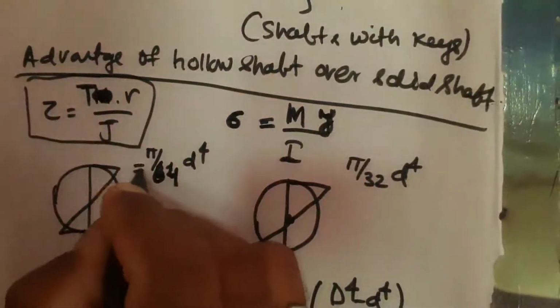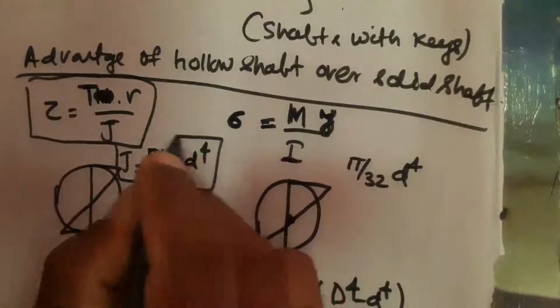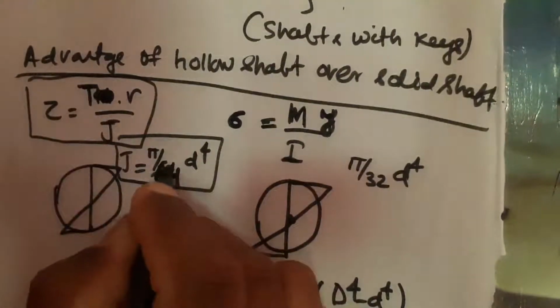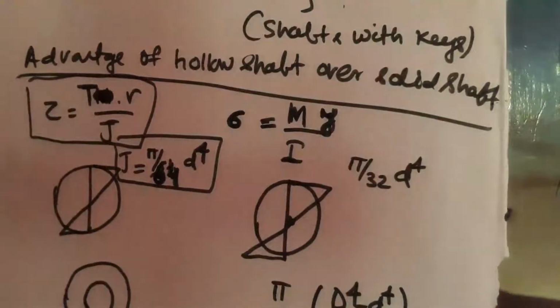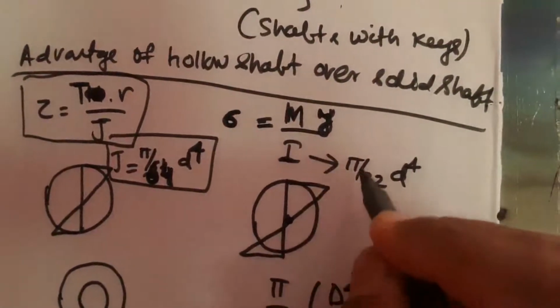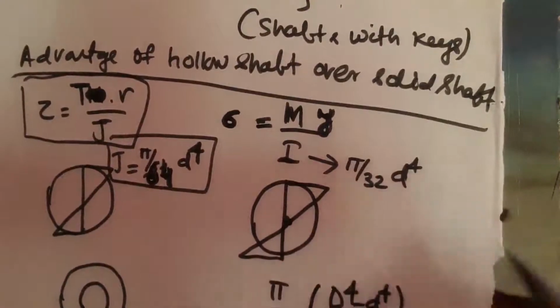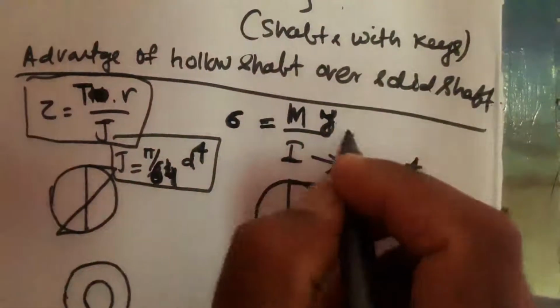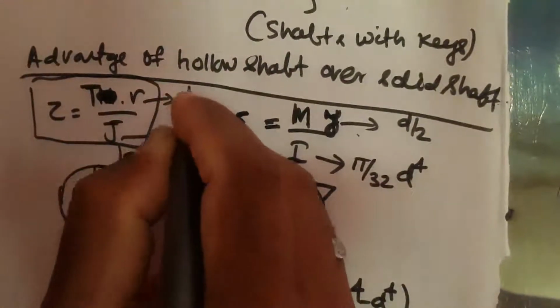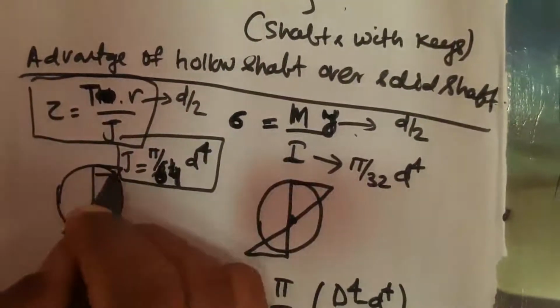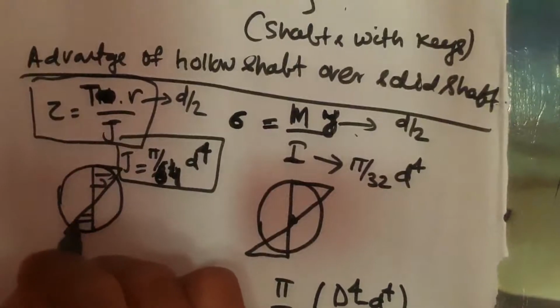Now the polar moment of inertia is equal to this value, that is J is equal to pi by 32 into d to the power 4, where D is the diameter of the shaft. In this case also the moment of inertia is equal to pi by 64 into d to the power 4. Now y in this case of circular shaft is d by 2, and the radius r is equal to d by 2.